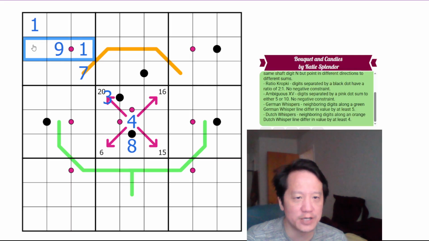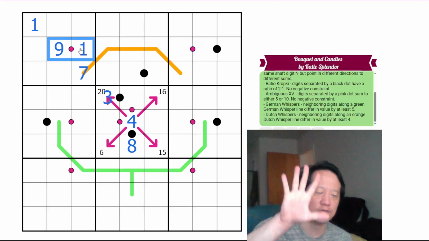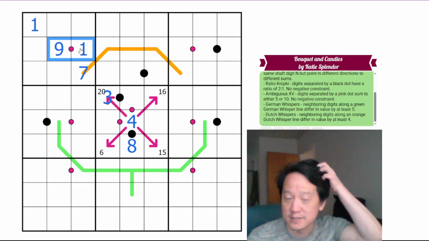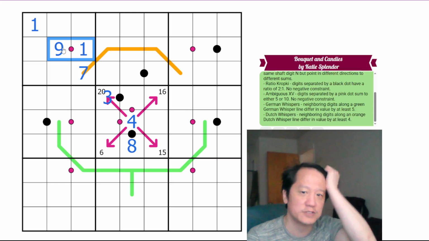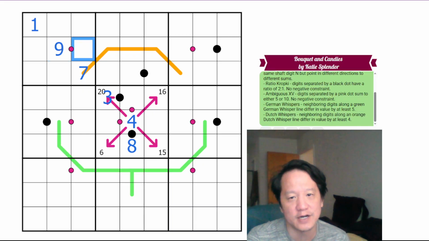but for example, any digit that has a pink dot between them must either add up to 5 or 10. That's an example of how these ambiguous XV cells or dots work.